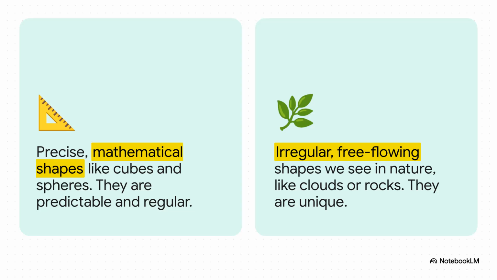So on one side, you've got geometric forms. These are the precise, mathematical shapes you remember from school. Cubes, spheres, cones. They're predictable, they're regular. And then on the other side, you have organic forms. These are the irregular, free-flowing shapes you see out in nature, like clouds or rocks or leaves. They're totally unique and unpredictable.